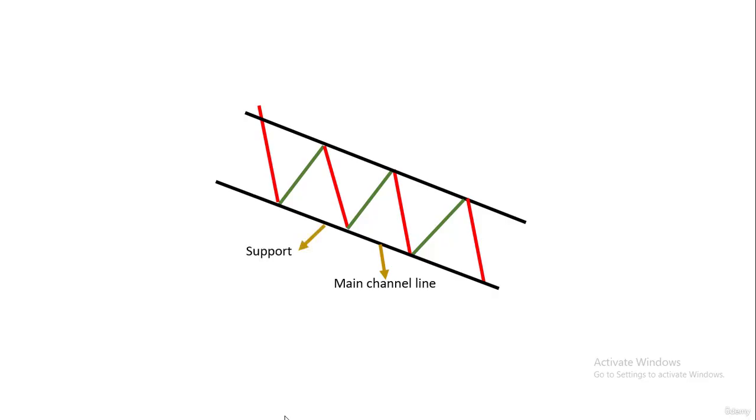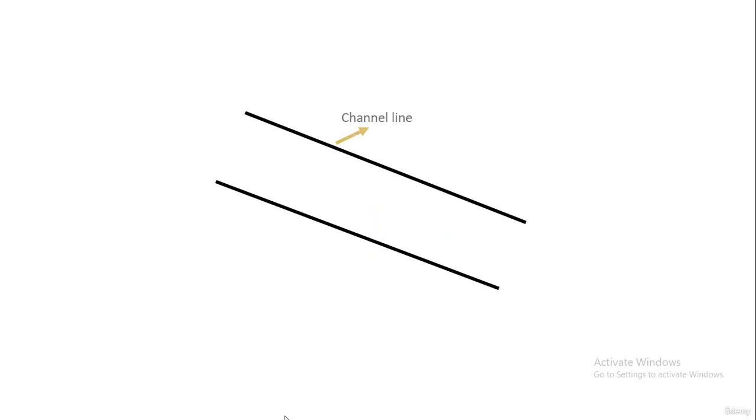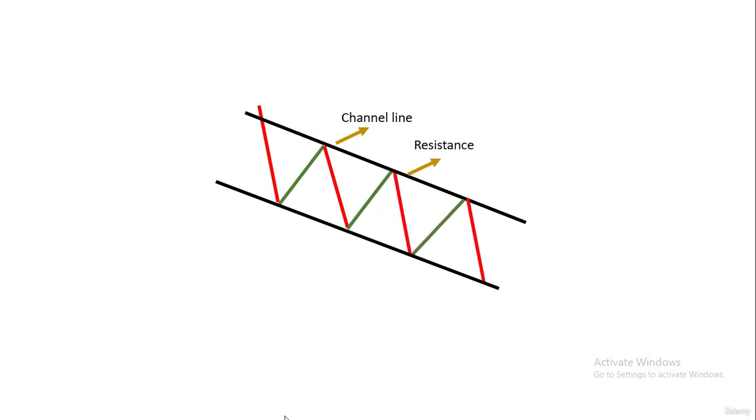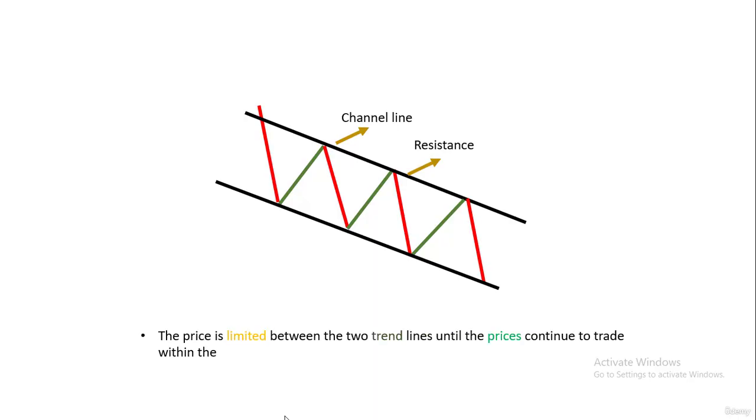As you know, the descending upper line is the channel line, and it should have at least two consecutive lower high points to be connected. More points indicate more validity. The channel line acts as a resistance in the descending channel pattern on a price action chart. The price is limited between the two trend lines as long as the price continues to trade within the boundary of the support and resistance channel lines.